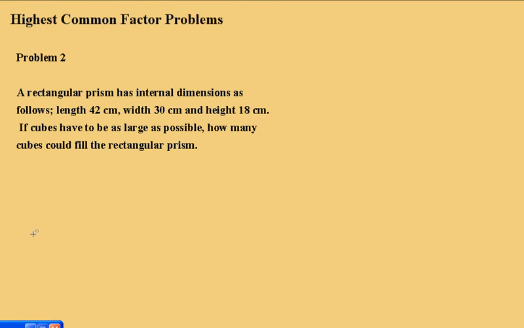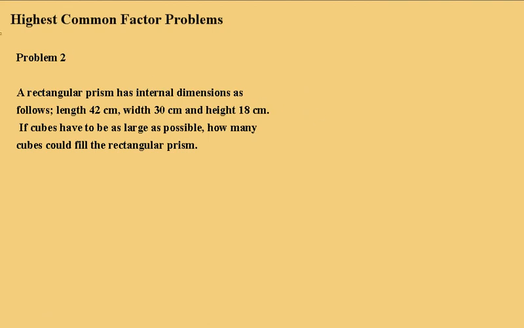Problem number 2. A rectangular prism has internal dimensions as follows: the length 42 centimeters, the width 30 centimeters, and the height 18 centimeters. If cubes have to be as large as possible, how many cubes could fill the rectangular prism? Another highest common factor problem, so we'll work out the highest common factor of those three numbers.